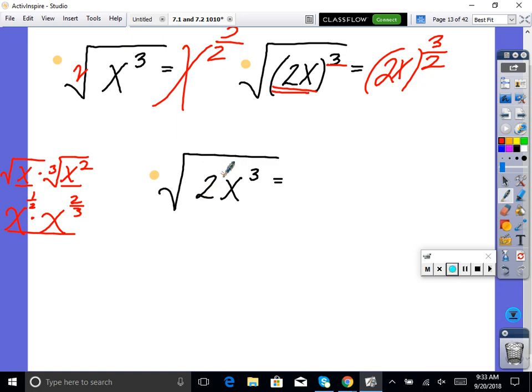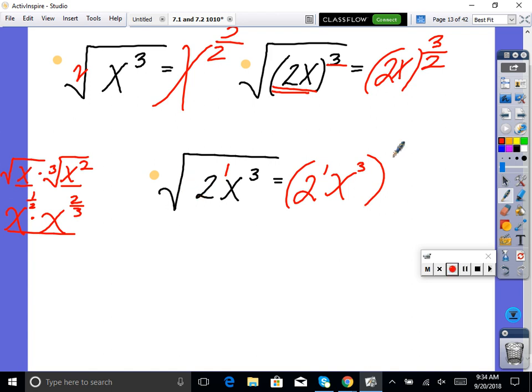Is 2 raised to the third power? No, so it's actually 2 to the first. So these are raised to their own power. So we have a 2 to the first, x to the third. The 3 can't be out here, or you're saying it's 2 to the third. Do you guys understand that? Now aren't they both under the same square root?